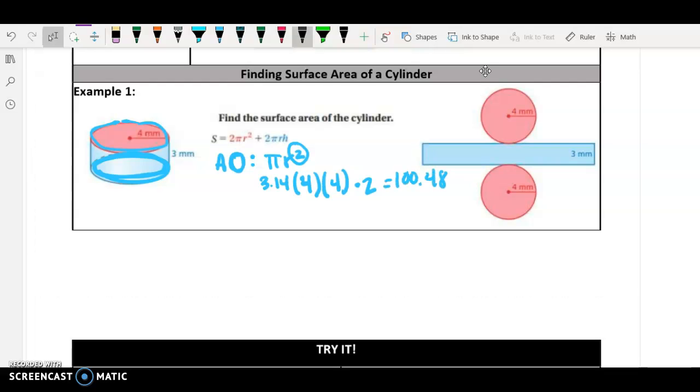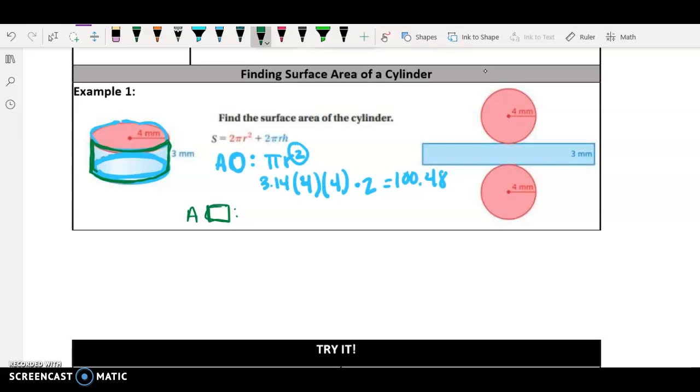And we get 100.48. And now we're going to find the area of a rectangle. It doesn't look like a rectangle right now, but that's because it's still rolled around that can. Or think of a paper towel. Paper towels are rolled up in a cylinder, but when you peel them out, they're rectangles. That's what we're finding. So now find the area of our rectangle.